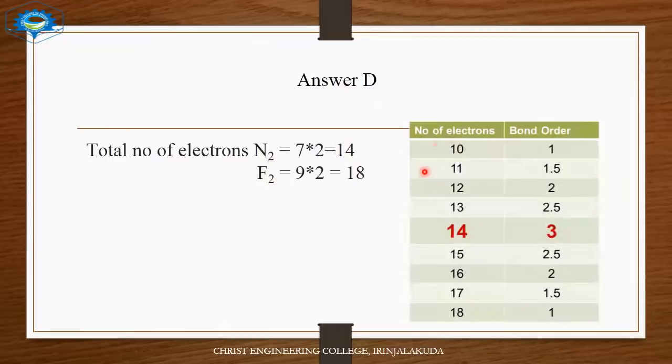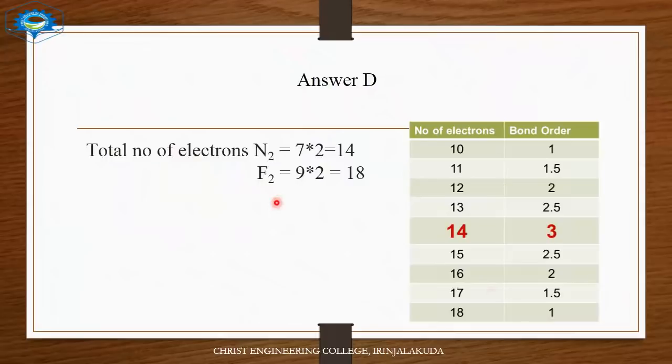So what will be the bond order? We already mentioned one table, from which we can remember the bond order from the number of electrons. If number of electrons is 14, then bond order is 3. Okay. So total number of electrons for nitrogen is 14. So what will be its bond order? 3. Then total number of electrons for F2 is 18. So what will be the bond order of F2? 18. Its bond order is 1.